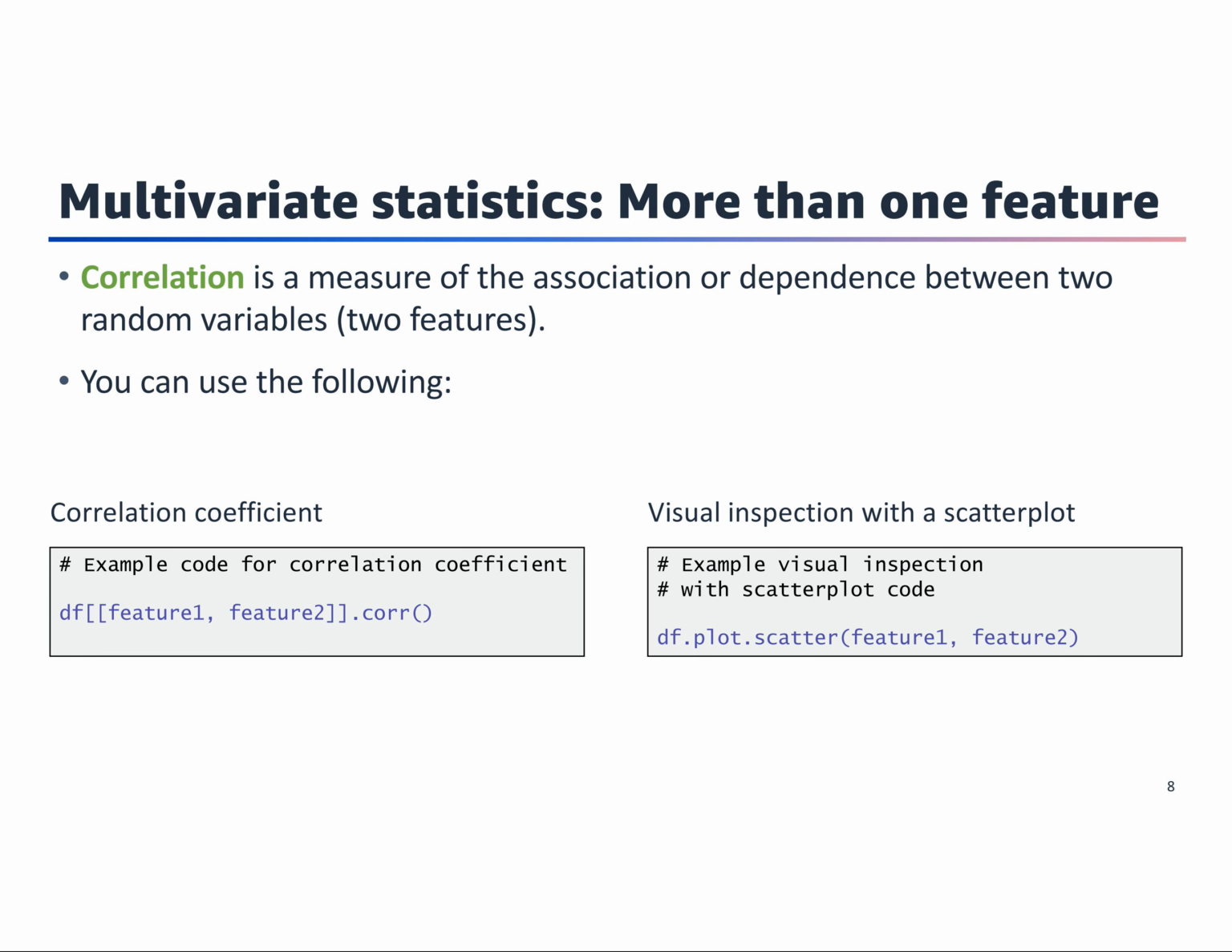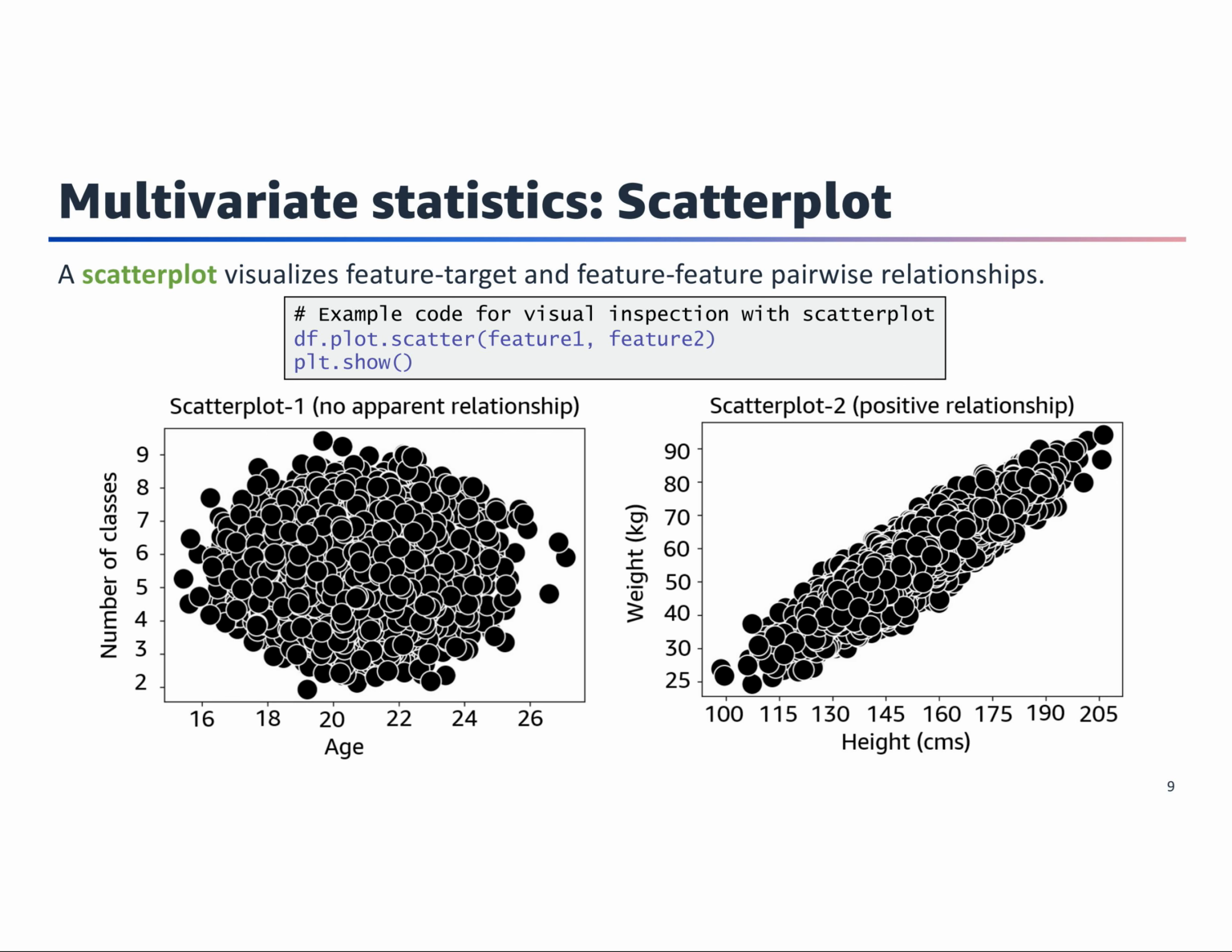Another way to visually inspect the relationship between two features is by creating a scatter plot using the code df.plot.scatter(feature1, feature2). This will plot the values of one feature against the other, allowing you to observe patterns, trends, and potential correlations between the variables. Scatter plots are particularly useful for identifying linear or nonlinear relationships, as well as detecting potential outliers or clusters in the data. Visual inspection with a scatter plot provides a quick look at the association or dependence between variables.